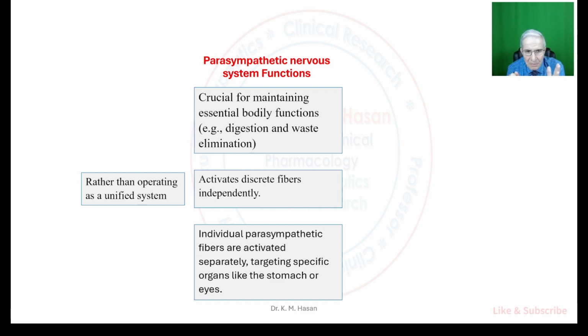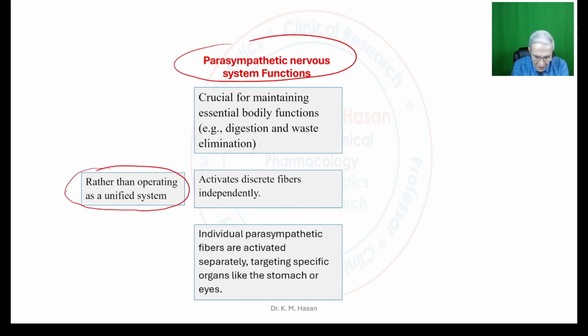So what happens in the parasympathetic system? When you speak about the parasympathetic system, it does not work as a unified system. It works as separate, independent fibers. So in the eye, it works differently from the stomach, and differently from the urinary system. It is crucial for maintaining essential body functions such as digestion, waste elimination, and other systems. So you can see here that individual parasympathetic fibers are activated separately.